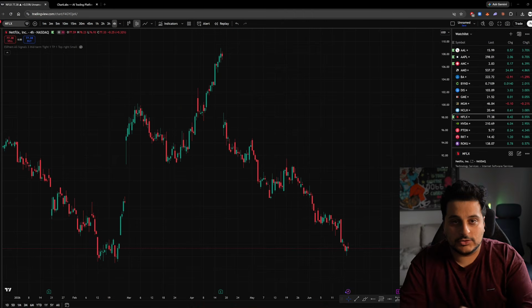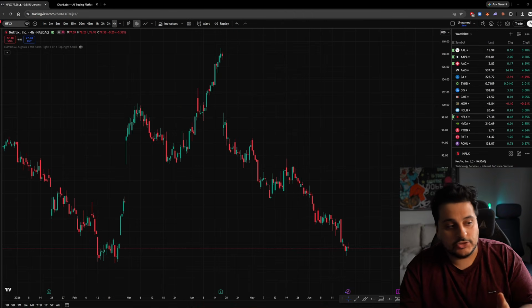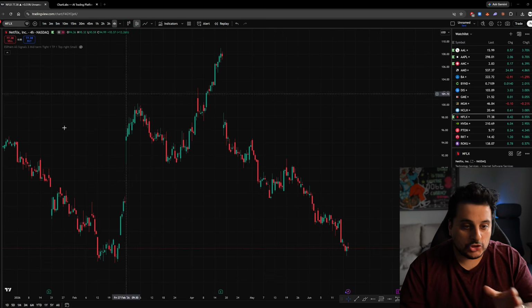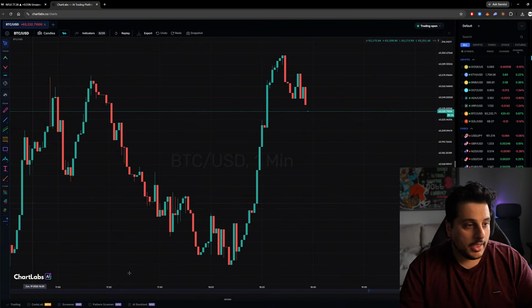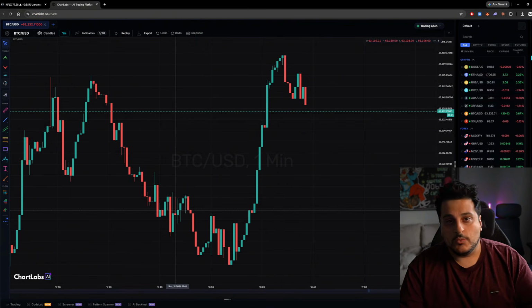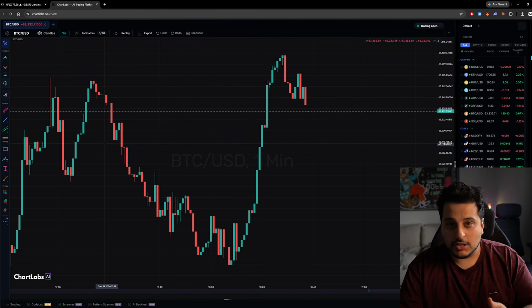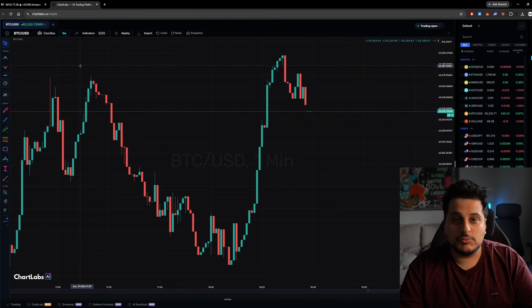All right, so let's go ahead and get into this strategy. This strategy works on both TradingView, as you see right here, and Chart Labs right here. So whether you like TradingView more or Chart Labs more, this strategy works on both platforms, so you can use it on any platform that you want. And you do not need a premium subscription for TradingView or Chart Labs. You can use both the free versions of those platforms.